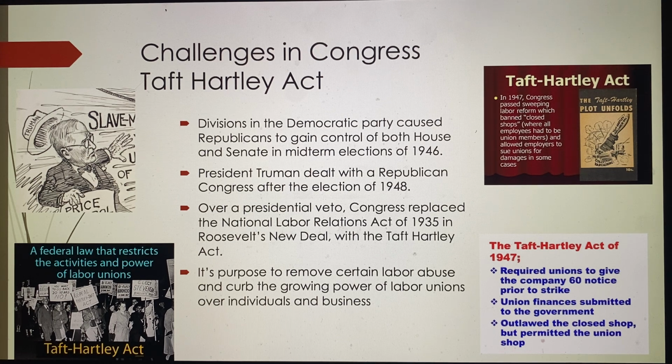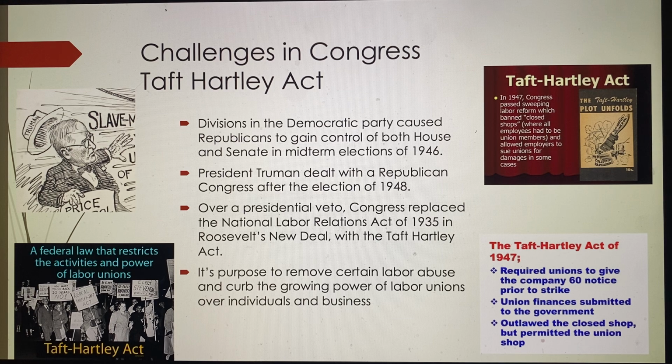So its purpose was to remove certain labor abuse and curb the growing power of labor unions over individuals and businesses. So the Taft-Hartley Act was basically passed to watch labor unions or reform labor unions. So it required unions to give the company 60 days notice prior to a strike. The union and finances were submitted to the government, and it outlawed the closed shop but permitted the union shop.